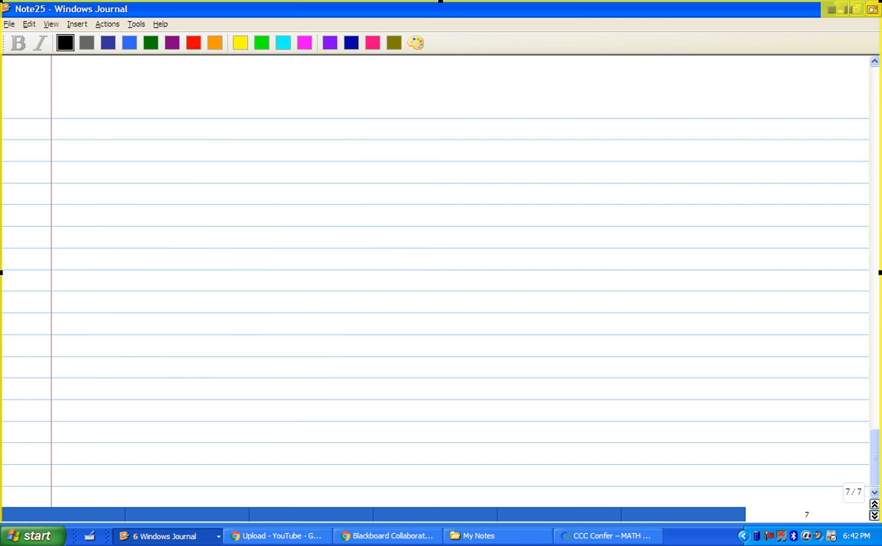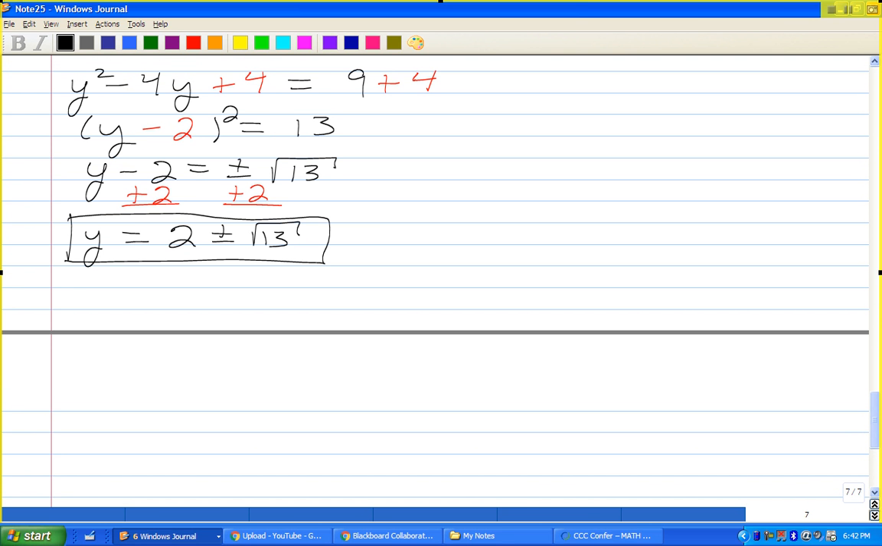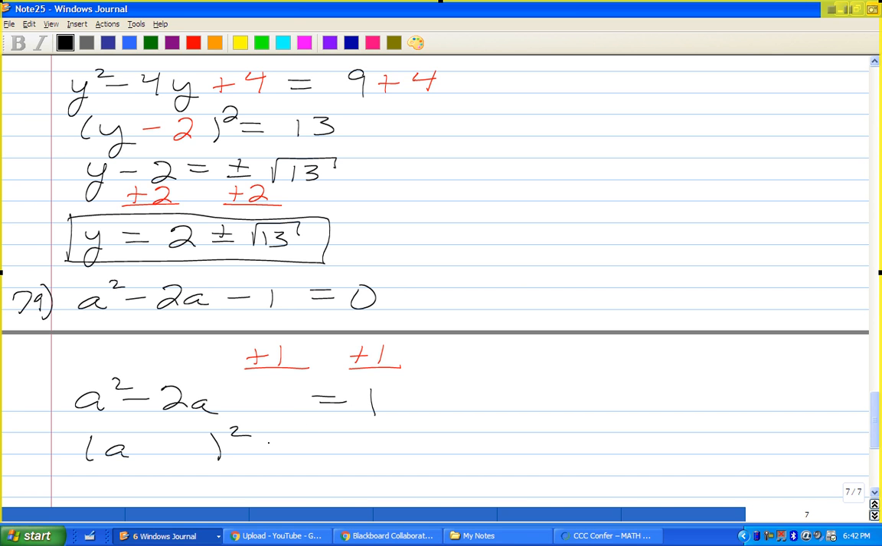Let me do 79. a squared minus 2a minus 1 is 0. Add 1 to both sides of your equation. So you have a squared minus 2a is equal to 1. Since there's a 1 in front of the a squared, I'll just take negative 2 divided by 2, which is negative 1. Negative 1 squared is 1. Add 1 to both sides of your equation.